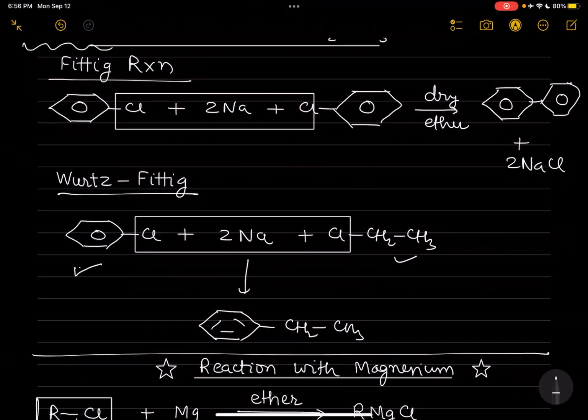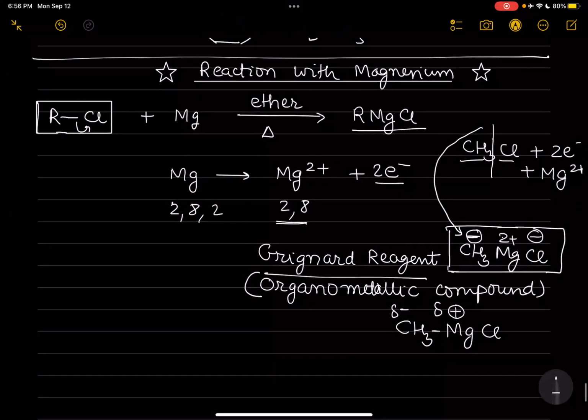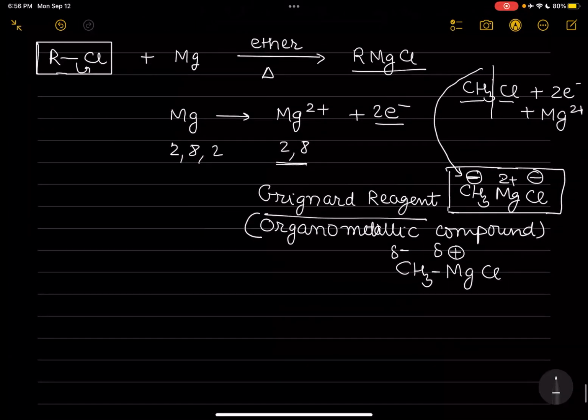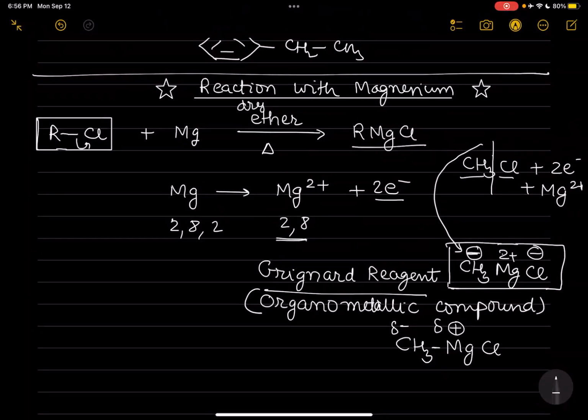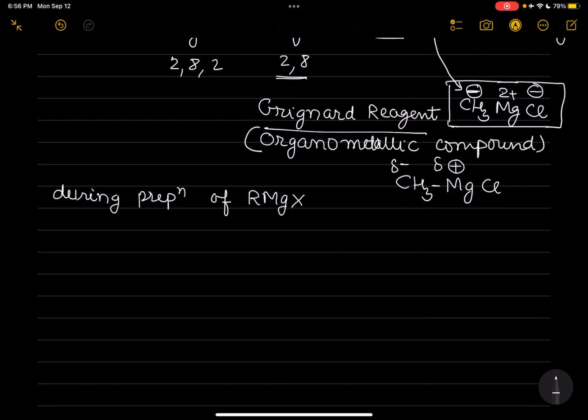This was a problem which we have seen in the Wurtz reaction: your ether should not have any water, and should not have any alcohol also. The same is the case here. While preparing Grignard, the ether should be dry. What will happen during the preparation of Grignard reagent? This is a general way of writing R, Mg, and X. R can be methyl, ethyl, propyl; X can be Cl, Br, I.